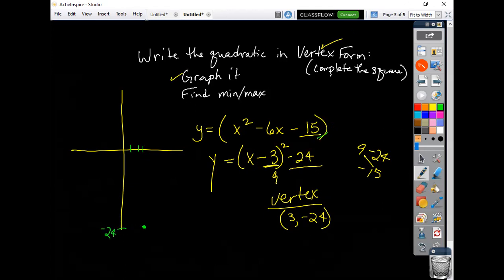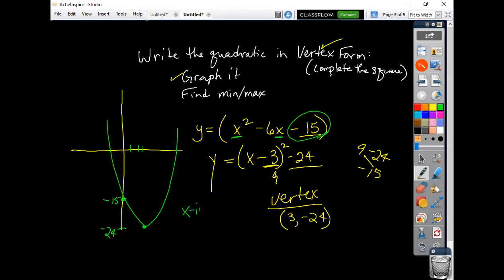My y-intercept, that's always easy to pluck off. Since x is 0 on the y-axis, you put a 0 in for the x's. The only thing left, that's 0 squared minus 6 times 0, they both go away. Negative 15. So if I've got a negative 15 here, that can easily set another point that needs to be on my y-axis. And then don't forget, we know how to find the x-intercepts.